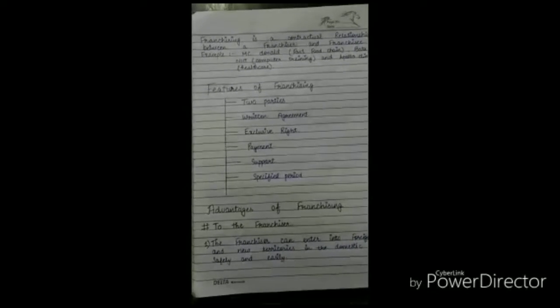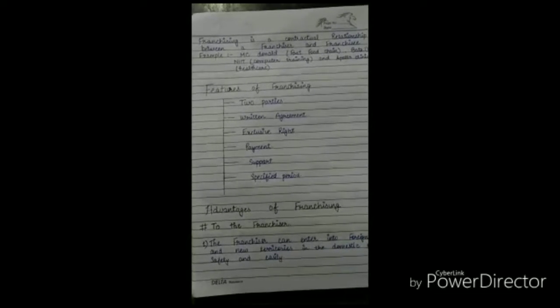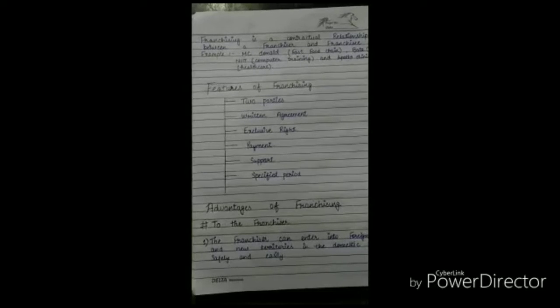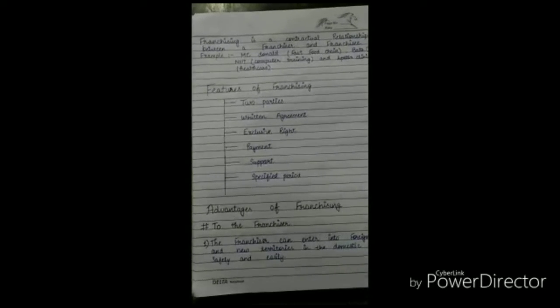The first feature of franchising is two parties. In a franchise, there are at least two sides, the franchisor and the franchisee. There can be more than one franchisee.